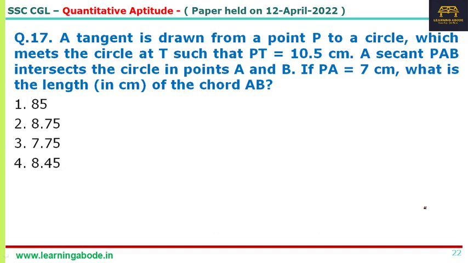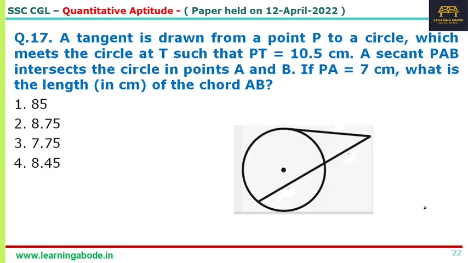Now we have come to the last question. The question paper has 25 questions, but I've taken only about 7 questions. I've avoided the repetition of questions in the same topic. So this is the last question, and as you can see, it's based on the tangent secant theorem. We have a tangent which meets at point T, and a secant which intersects at A and B. We have to find the length of the chord AB. Let's draw the diagram. We have a point P, the tangent is touching at T, and the secant is touching at A and B.